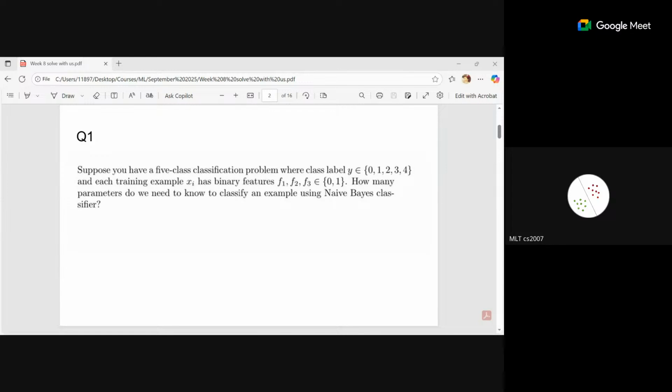Okay. I see 3 different answers in the chart: 11, 39, and 18. What do you think? Which one should be the right answer? Okay. Mayank, can you tell me how did you get 11?